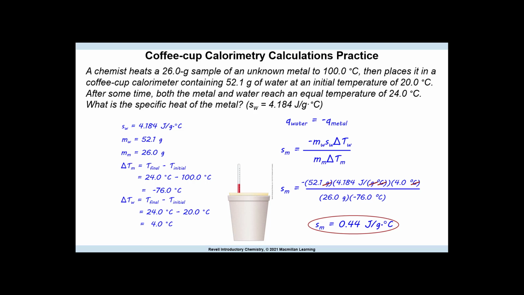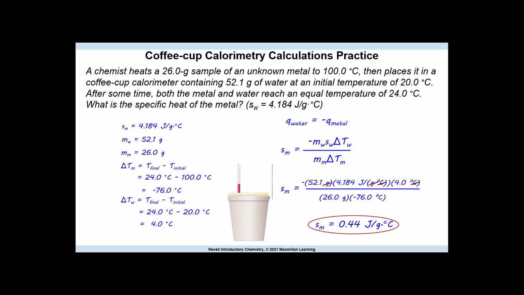A chemist heats a 26-gram sample of an unknown metal to 100 degrees Celsius, then places it in a coffee cup calorimeter containing 52.1 grams of water at an initial temperature of 20 degrees Celsius, so approximately room temperature. At some time, both the metal and the water reach an equal temperature of 24 degrees Celsius. What is the specific heat of the metal?